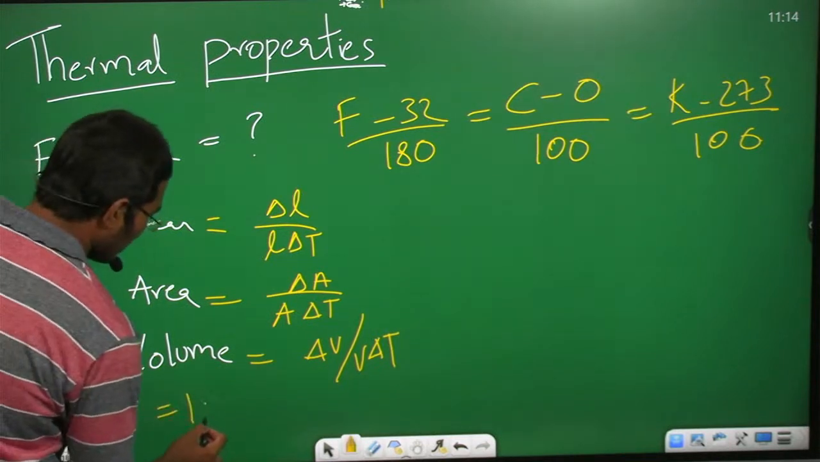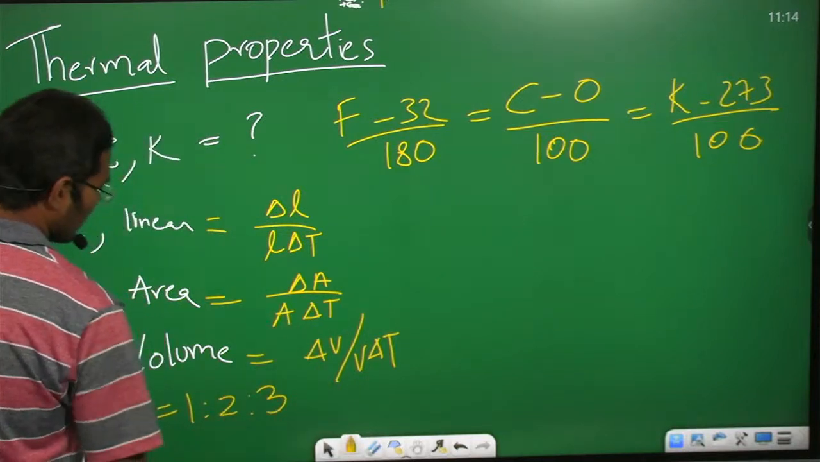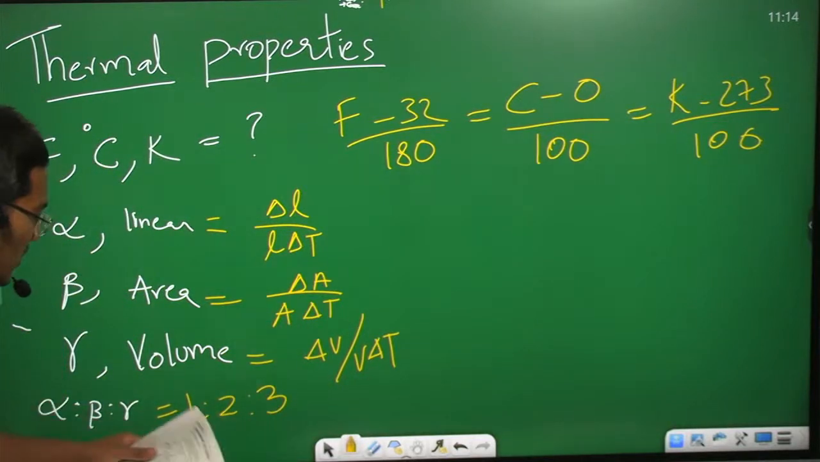Okay, see, you can expect a direct question from BITSAT, JEE, EAMCET, whatnot. You can expect this alpha is to beta is to gamma.